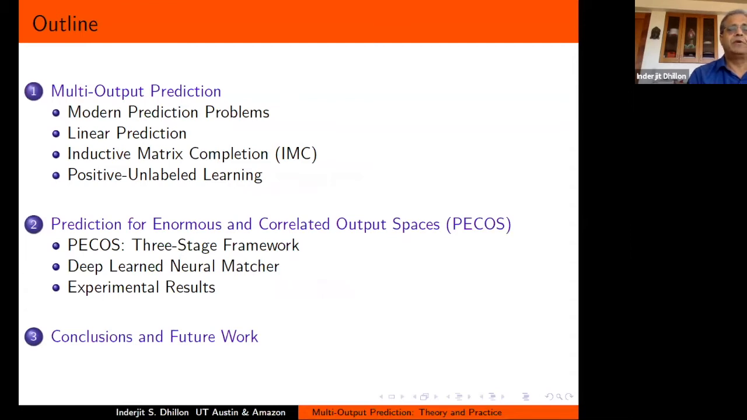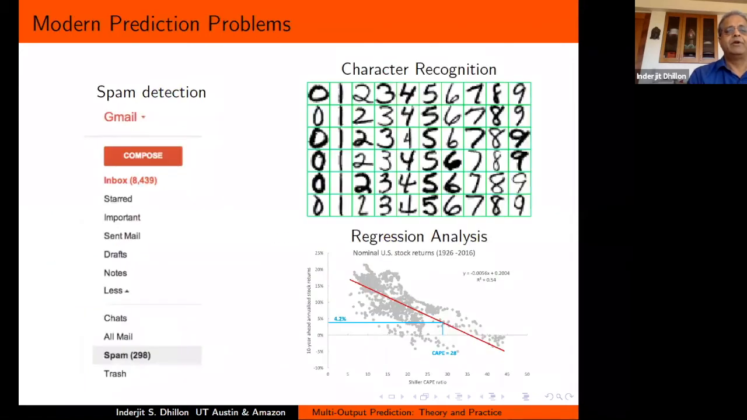So this is the outline of my talk. I'll talk about the challenges that come in these multiple output problems that come from modern applications: missing values, the outputs themselves having features, sometimes the unavailability of negative examples, and then the problem of really scaling it up to very, very large output sets.